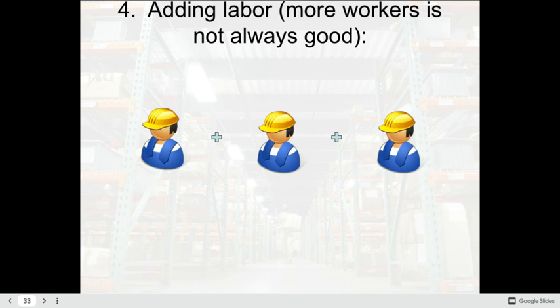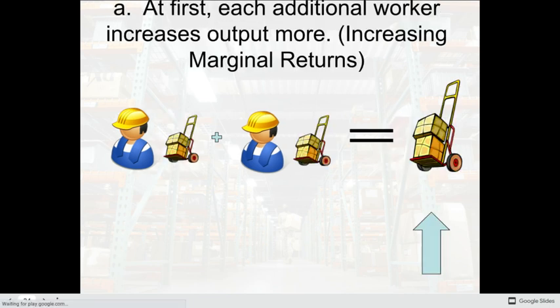And adding labor is not always necessarily a good thing. At first, when you add laborers, you have what is called increasing marginal returns, which means your productivity is going up, and it's going up more and more with each additional worker. So you hire one worker, and they're making 3 units of a product per hour, and you hire a second worker, and now you're making 10 units per hour, and you hire a third worker, and then you're making 20 units per hour. So it just keeps going up more and more each time. That's increasing marginal returns.